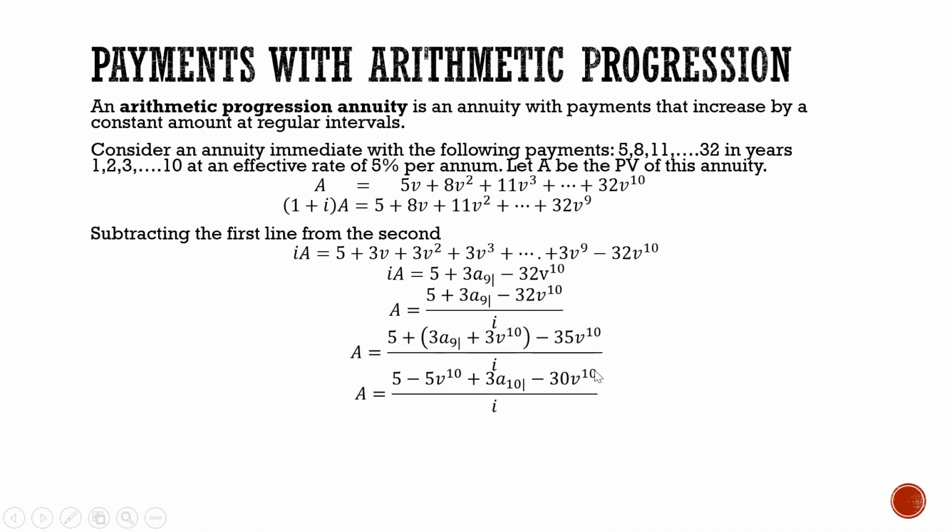So now we are going to group the first two terms. So we have the first two terms divided by i is 5 a angle 10, and then we factor 3 out. So we have 3 times a angle 10 minus 10V to the 10 over i. So this is the general formula. So now we go to the general case.